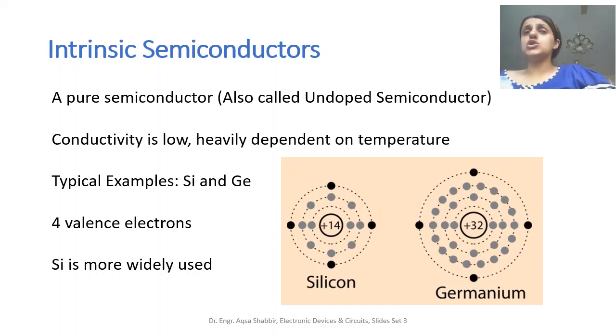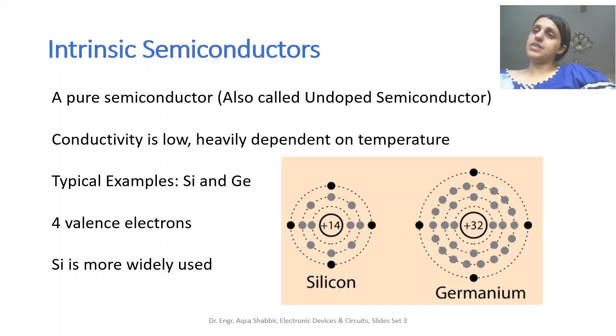The conductivity is low at room temperature, and we also know that the conductivity of semiconductors is heavily dependent on temperature. At increased temperatures, more valence electrons are able to break free from the atomic structure, and because at higher temperatures there is a higher availability of free electrons for carrying current, with an increase in temperature the conductivity of intrinsic semiconductors increases.